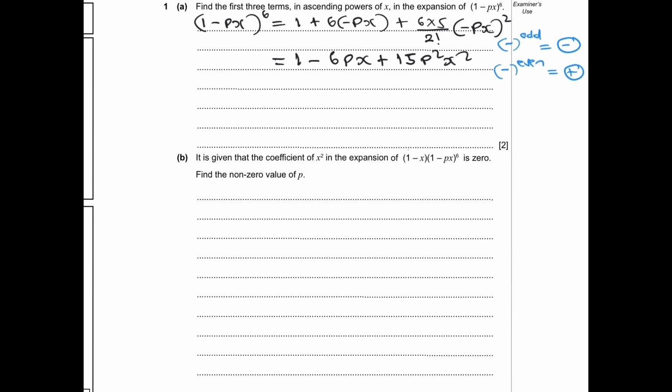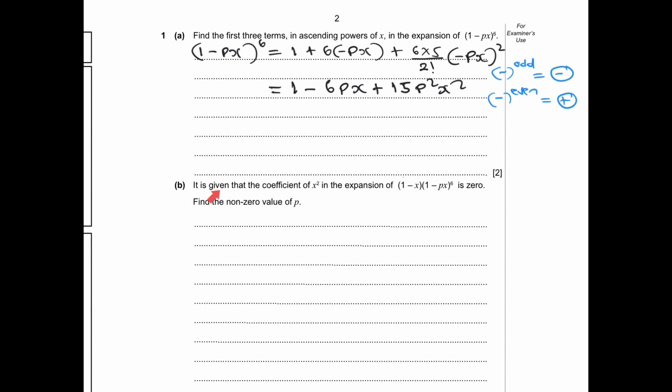Now moving on to the B part, we are saying it is given that the coefficient of x squared in the expansion of this is 0. Find the non-zero value of p. So what we are looking for here is the coefficient of x squared. Remember, for (1 minus px) to the power of 6, the first three terms include x squared, which is what we are looking for. We don't need the term with x cubed.